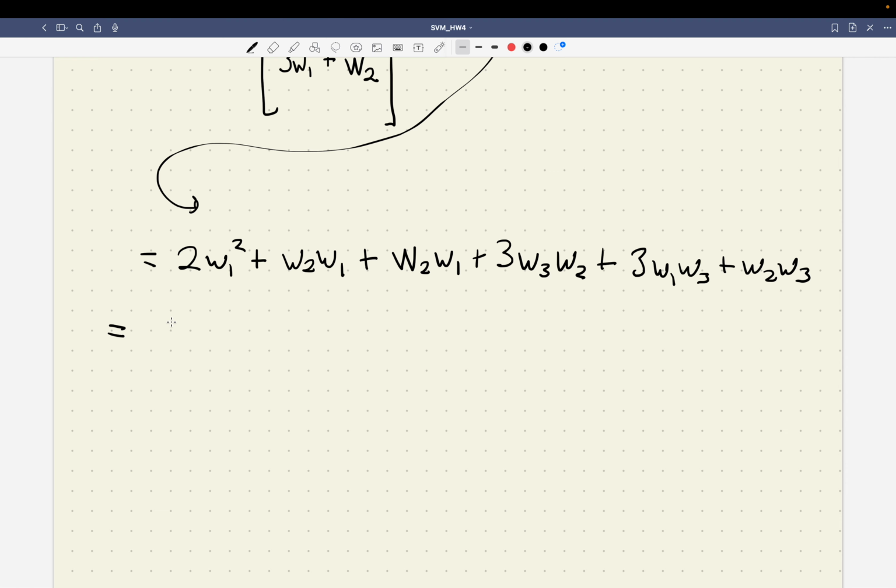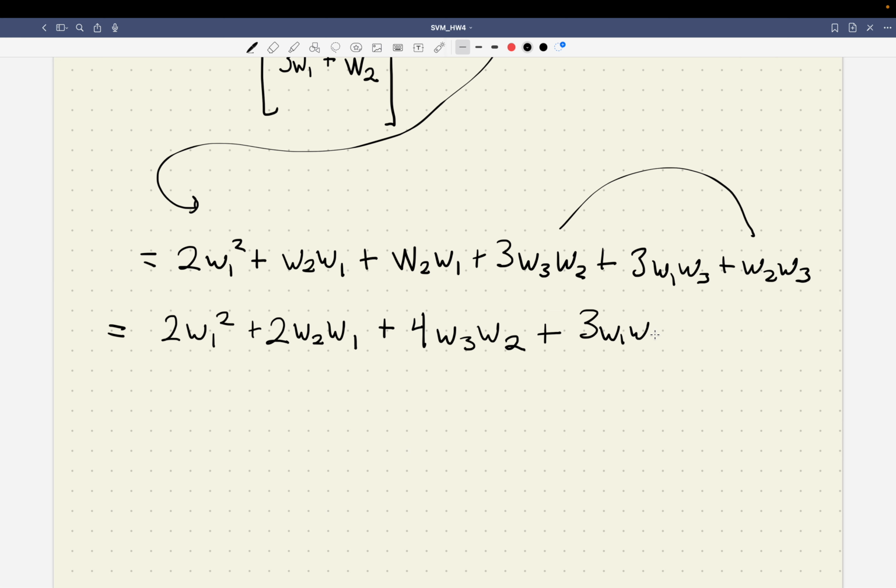And now let's collect like terms. Let's see, we have 2W1 squared, W2 times W1, we have 2 of those, plus W2 W3, we have 4 of those, plus 3 W1 W3. Okay, so notice every term here is quadratic. Every term is the product of 2 of the original variables.